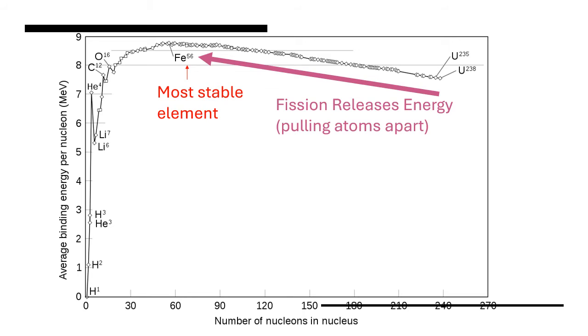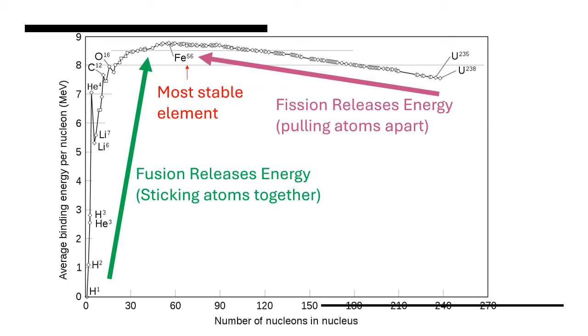But also, anything to the left-hand side of iron is also less stable than it. So in this case, if we combine these elements together, if we make these elements bigger, then they become more stable. So this is the process of nuclear fusion. It's where we stick atoms together, and this makes them more stable, so that's going to release energy.